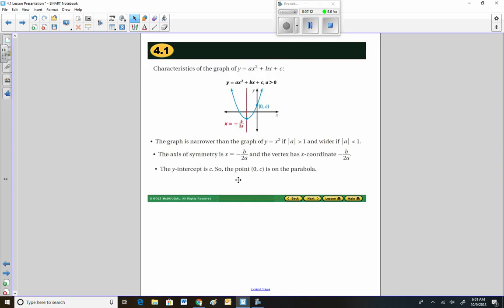Okay? Now, let's check out where the y-intercept is. It's always going to be at 0, c. So this little number that's over here at the end of the equation will tell you where it's crossing the y-axis. All right, things to remember.